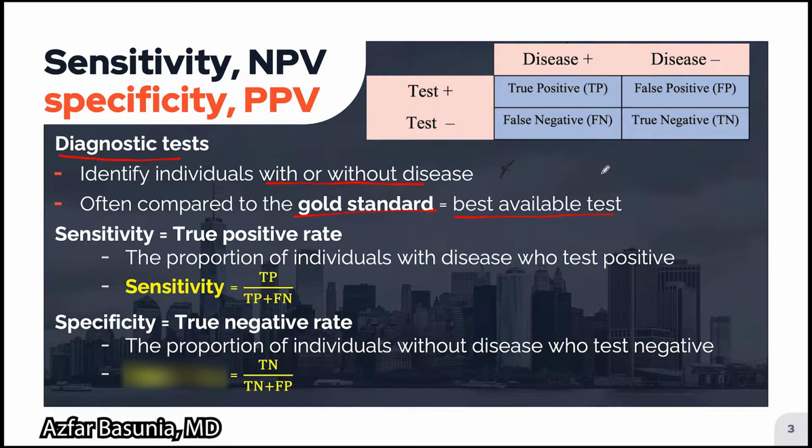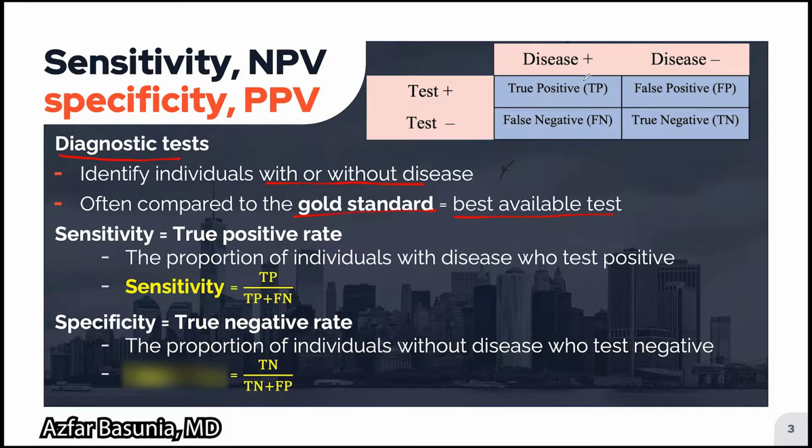First, let us review the 2x2 table for a diagnostic test. Again, disease positive and negative are represented in the columns, while test positive and negative are represented in the rows. Each cell of the 2x2 table represents how accurately the diagnostic test is capturing the patient's disease status.